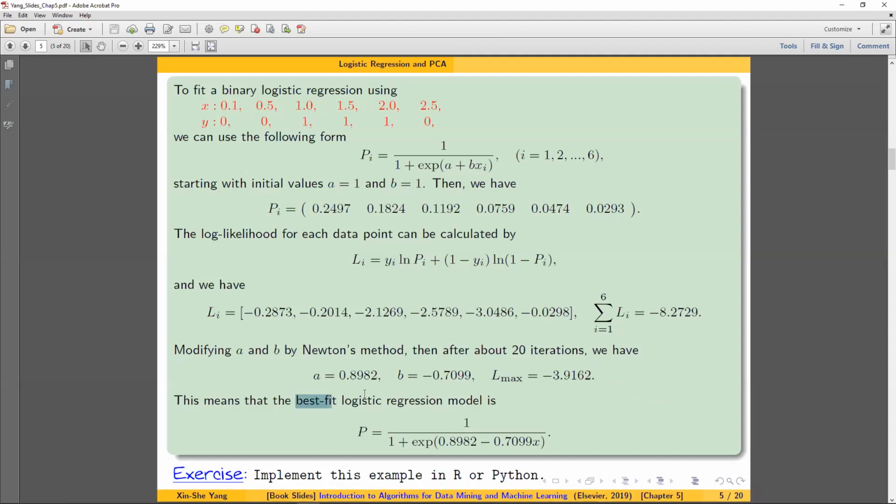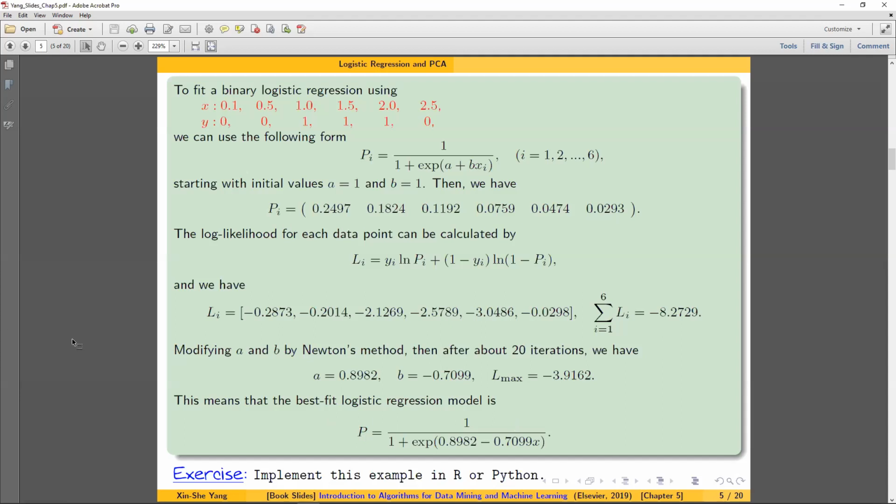fit logistic regression model, which gives the probability as 1 over 1 plus this exponential. Now, if you give me any X, I would be able to give you the probability of whether a consumer is going to purchase a certain product. That is an application of logistic regression. Remember to implement this example in R or Python and reach out if you have any questions on this.